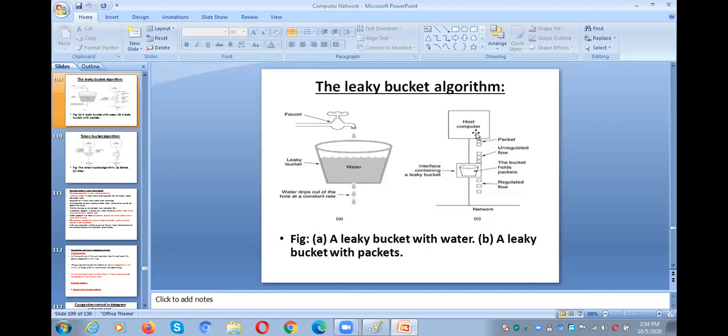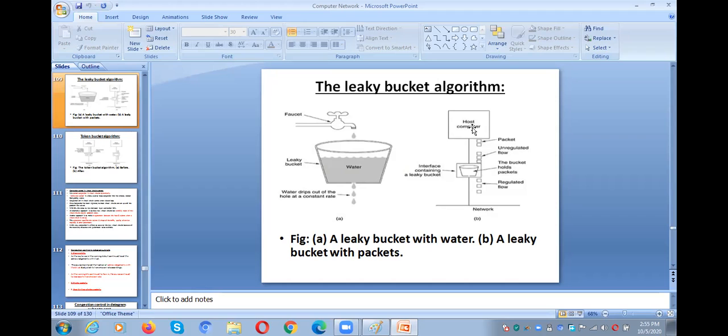The machine continuously sends the packets to the network, injects the packets to the network, but the network is unable to handle the incoming packets. It cannot forward the packets to the next router. So what it has to do, we need to regulate the flow. So how can we regulate the flow? Here is a leaky bucket. Whatever the packets injected by the computer will be taken by the leaky bucket. From a leaky bucket, only one packet is forwarded to or injected to the network.